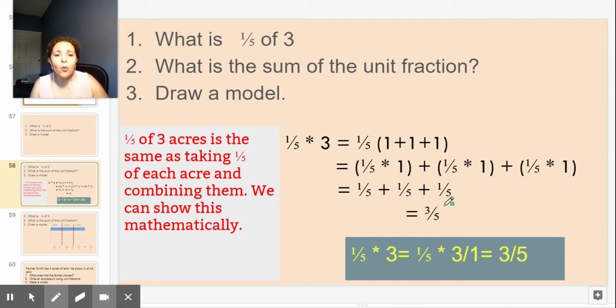Okay. The other way to look at this is just write numerator times numerator, denominator times denominator. So here, 1/5 times 3 is the same thing as 1/5 times 3 over 1. Remember, because if there's no denominator, we put a 1, and then I just simply multiply numerator times numerator. 1 times 3 is 3. 5 times 1 is 5. It equals 3/5. Now let's look at a model of that.